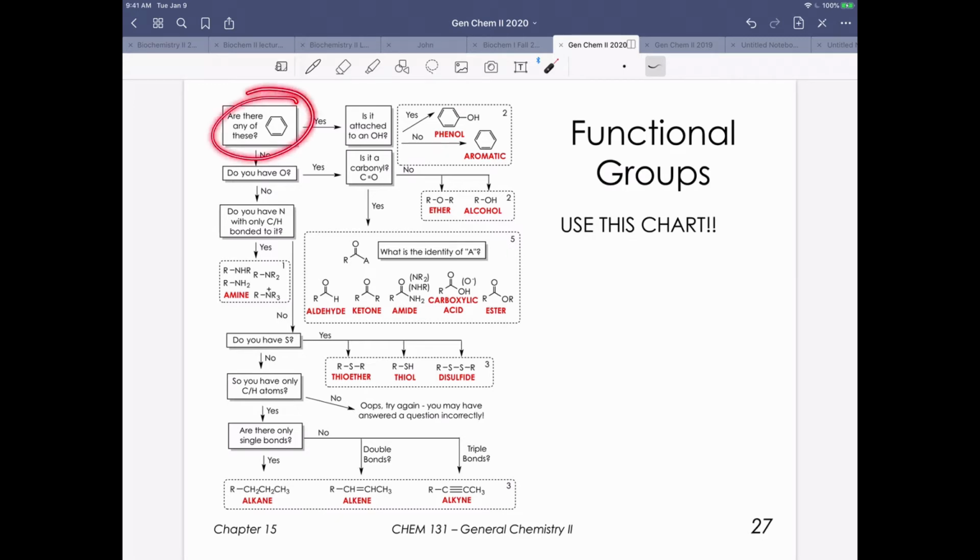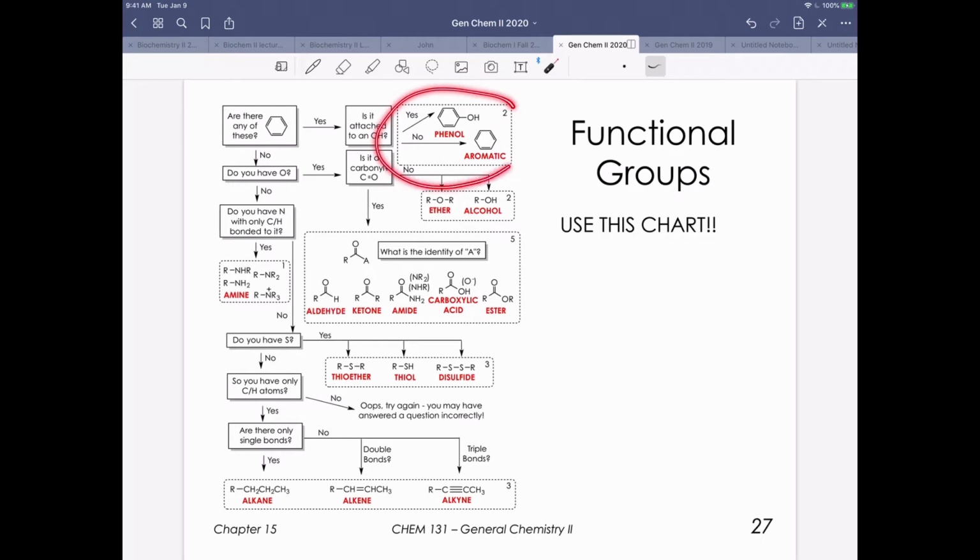So the first thing you're going to be looking for are these 6-membered rings that have these lines in them. If we answer yes to that question, then you ask, does it have an OH group attached? If it does, this is a phenol functional group. If it's not, we just say that there's an aromatic functional group in that molecule.